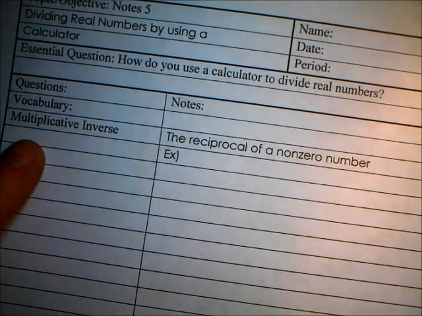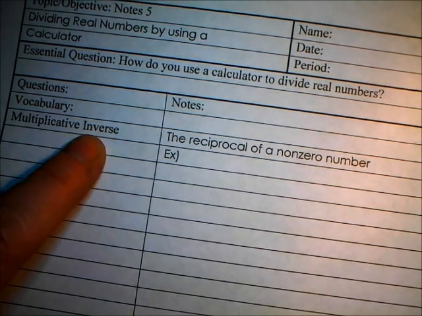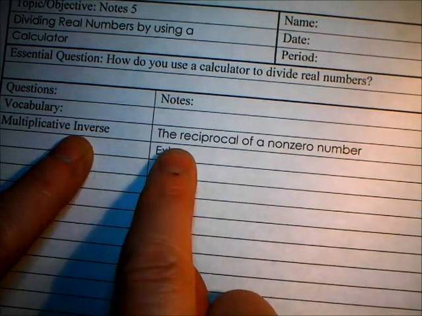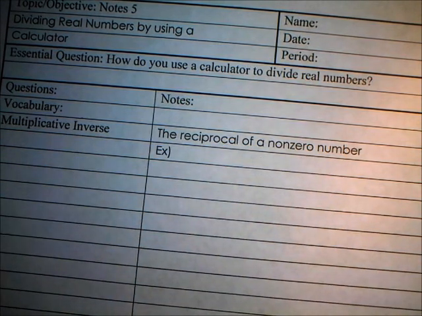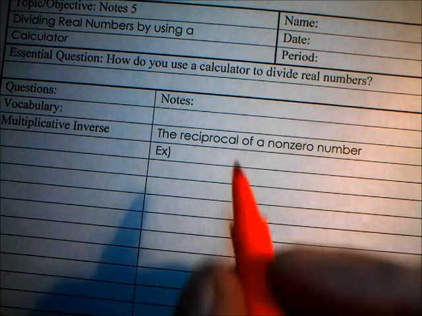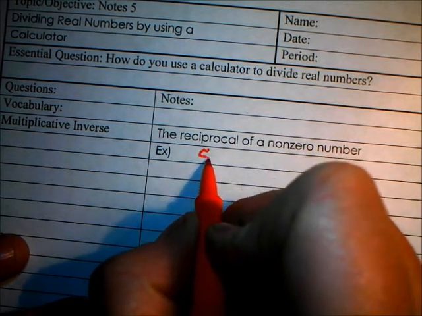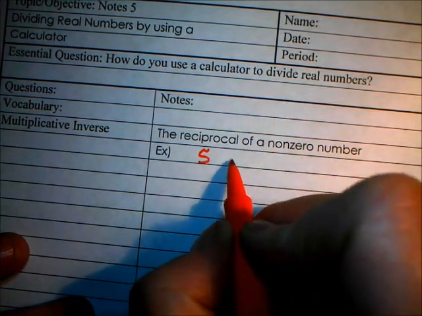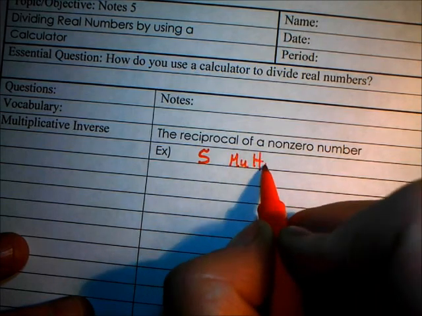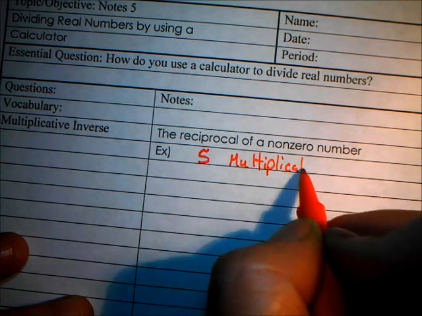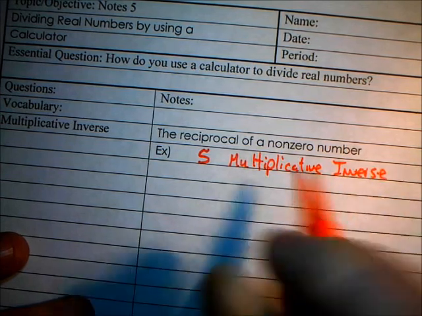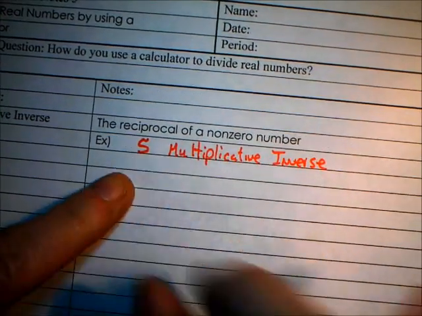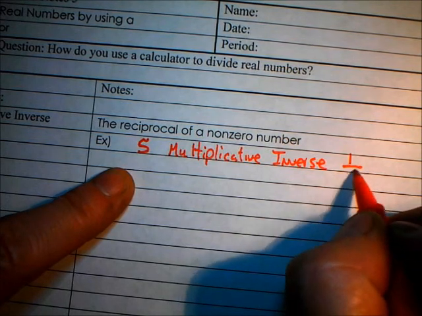One of our vocabulary words is the multiplicative inverse. Multiplicative inverse is the reciprocal of a non-zero number. And you might remember this. An example would be having 5. So the multiplicative inverse of this would be basically putting it over 1 and having 1/5.